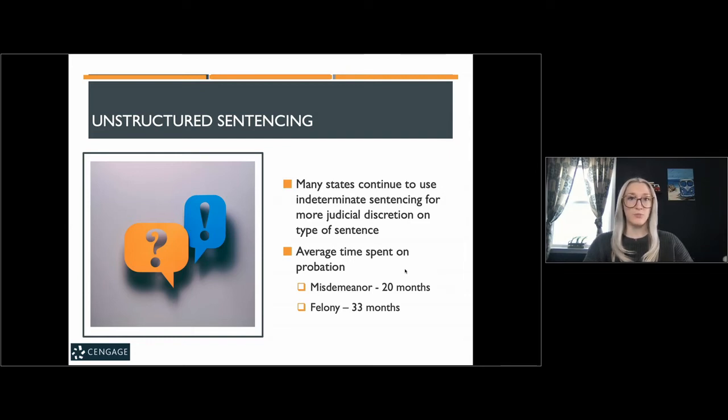So some laws do mandate prison for repeat offenders or certain violent crimes, but here the judges have much more discretion, and they're also able to take into account many more individualized factors of that individual when they're determining which sentence to give them. So the average time that's spent on probation under the unstructured sentencing guidelines is about 20 months for a misdemeanor offender and 33 months for a felony offender.